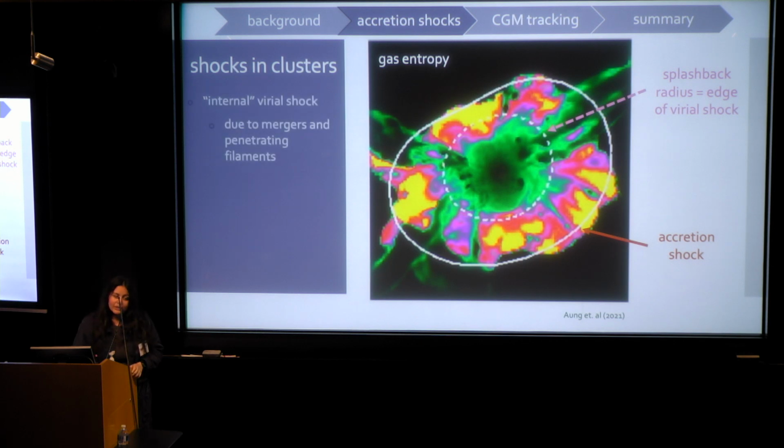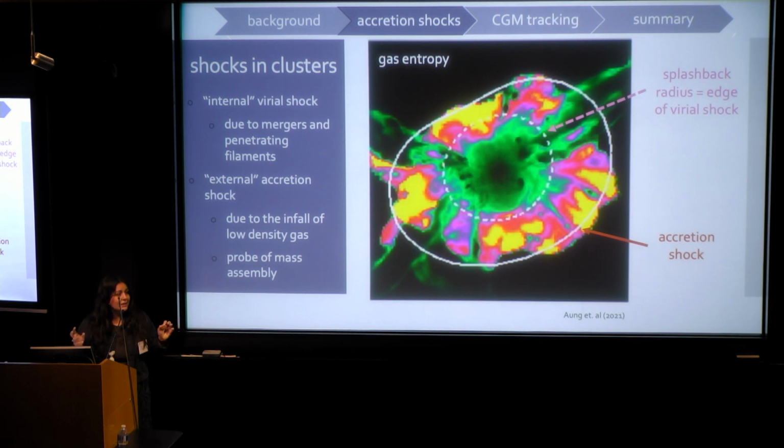In a cluster, there are these internal virial shocks. These arise from merging within the cluster, like an infalling satellite into the cluster core, or filamentary structure that is penetrating the ICM and being accreted into the cluster as well. There's also an external accretion shock. This is due to the infall of very low density gas from the surroundings. And this is actually a remnant of the first halo collapse of the galaxy cluster itself. So this is a probe of the mass assembly.